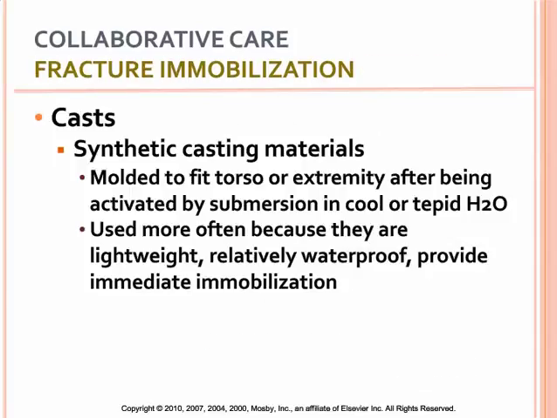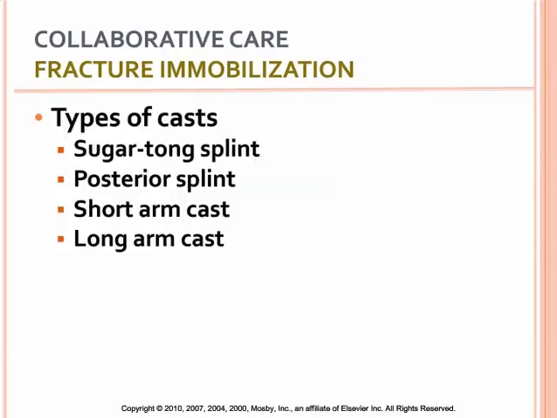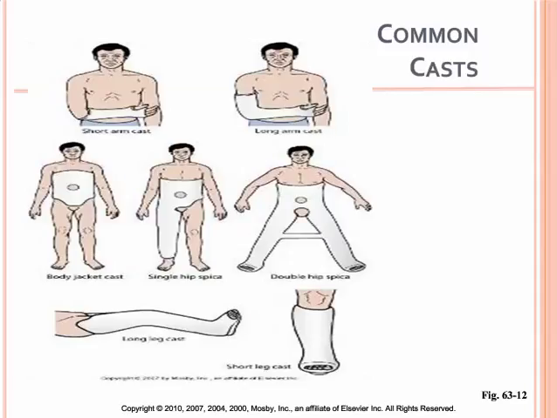Synthetic casting materials are molded to fit the torso or extremity after being activated by submersion in cool or tepid water. They're used more often because they're lightweight and relatively waterproof and provide immediate immobilization. Different types of casts include sugar tong splint, posterior splint, short arm cast, and long arm cast. You can see from this picture the different types of casting.